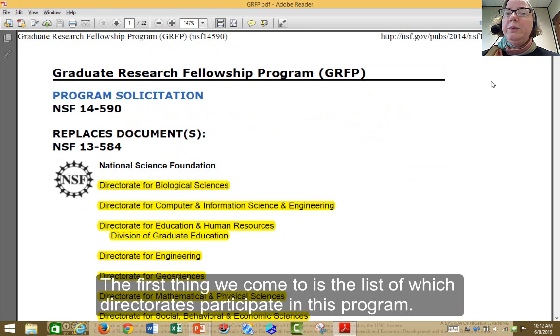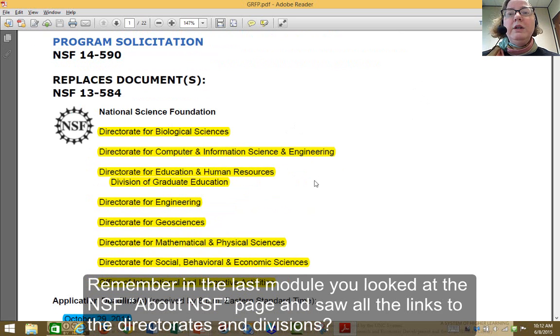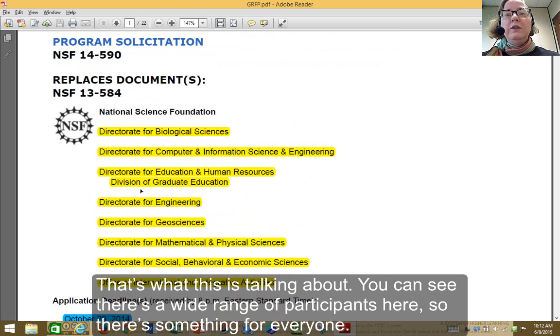The first thing we come to is the list of which directorates participate in this program. Remember in the last module you looked at the About NSF website and saw all the links to the directorates and the divisions? That's what this is talking about. You can see there's a wide range of participants here, so there's something for everyone.